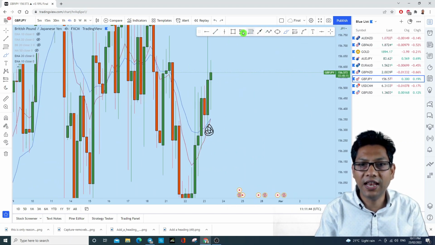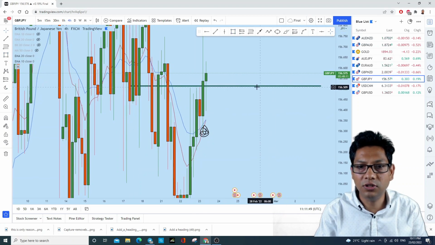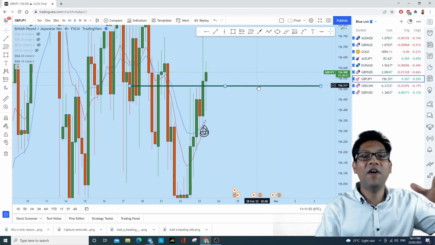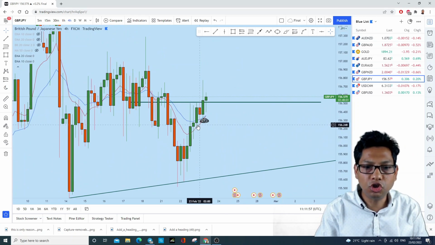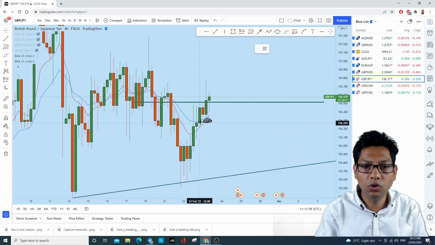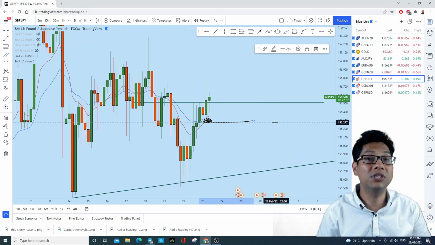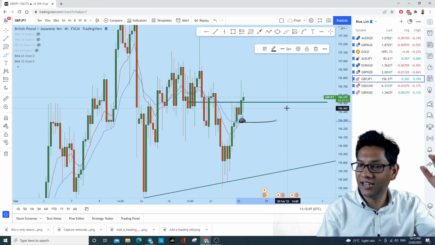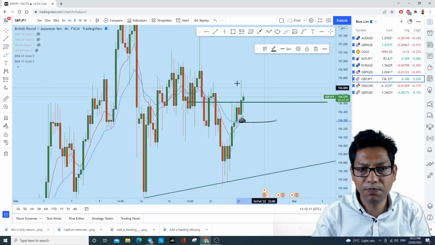Now what is the level that we can go for buying? If we put a line here, this is the level. 156.52 is the level for buying, keeping the stop loss below all these lows. So the stop loss should be at least 156.27. Definitely manage risk, otherwise you could lose money at any point. The price may return. So this is the GBPJPY.